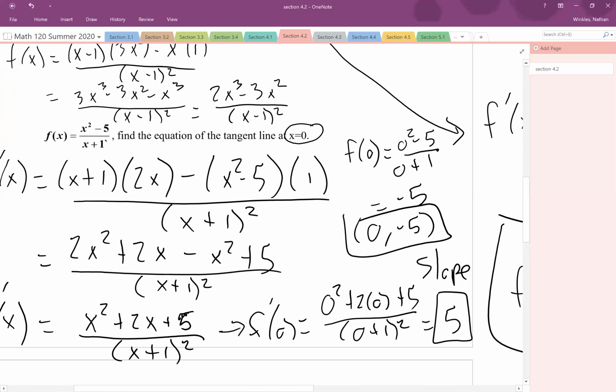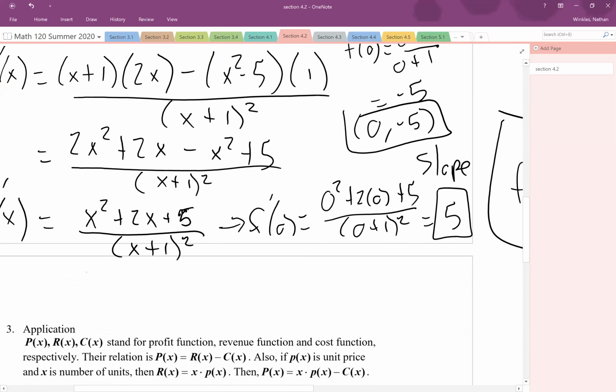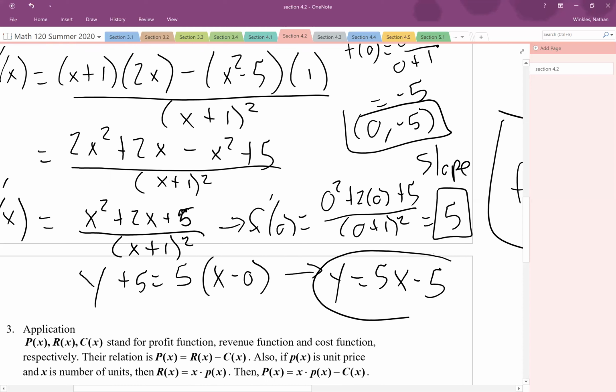We have a point, we have a slope. So therefore, y plus 5 equals our slope of 5 times x minus 0. This would give us y equals 5x minus 5 as the equation of our tangent line here.